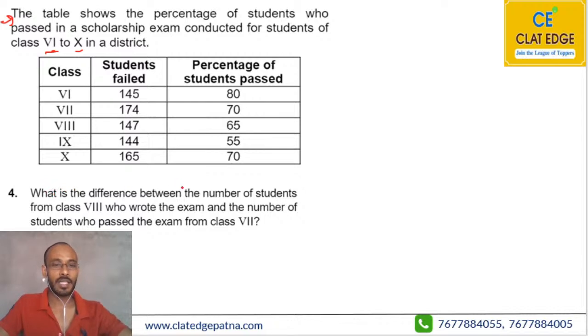What is the difference between the number of students from class 8 who wrote the exam and the number of students who passed the exam from class 7? So we just had to find the difference: the number of students from class 8 who wrote the exam. So for class 8, what do you need? You have to find the total, and then the number of students who passed in the exam from class 7. So how many passed in class 7?